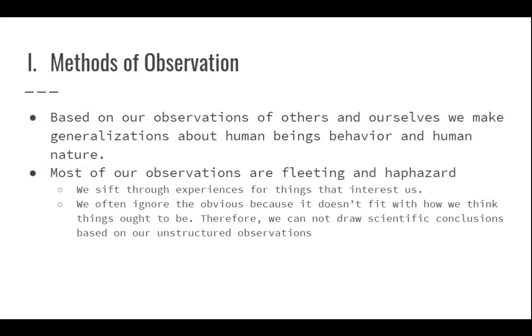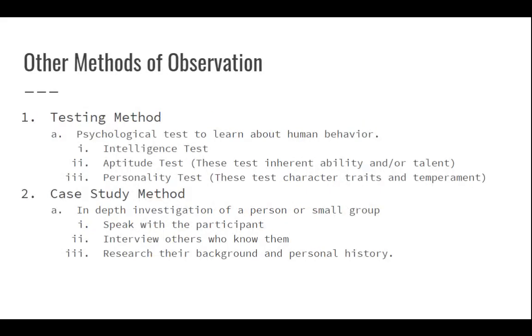Most of our observations are fleeting and haphazard. We often sift through experiences for things that interest us, and we often ignore the obvious because it doesn't fit with how we think things ought to be. Therefore, we cannot draw specific scientific conclusions based on our own unstructured observations.